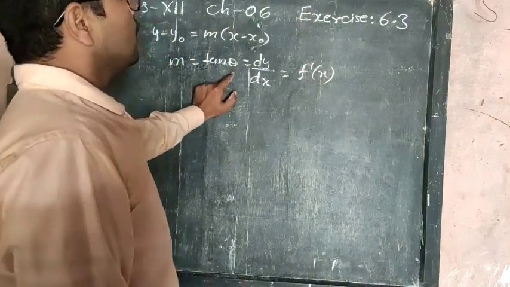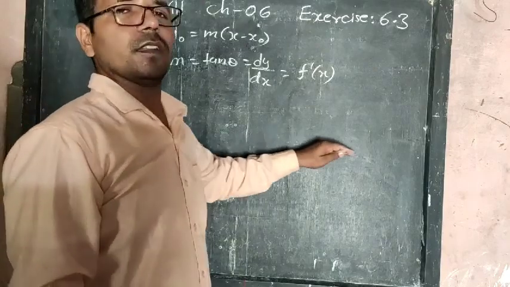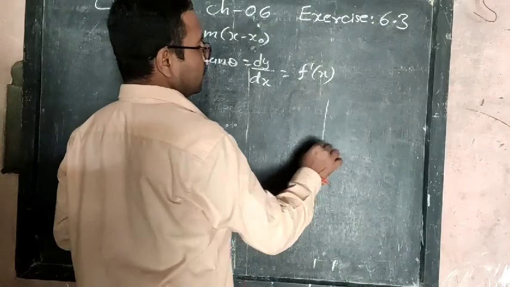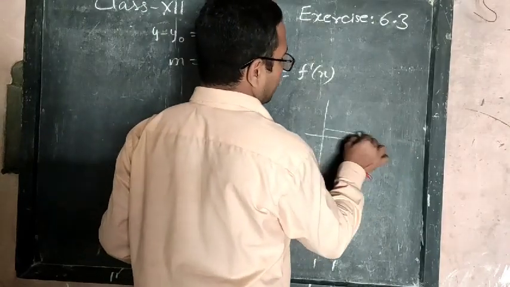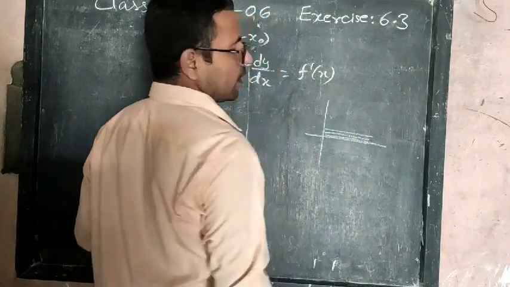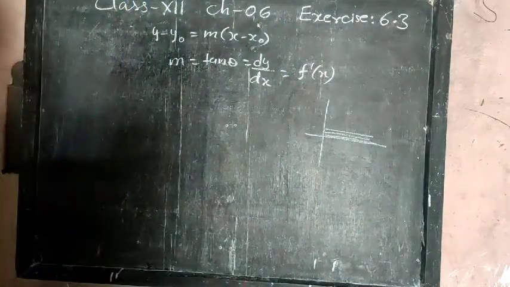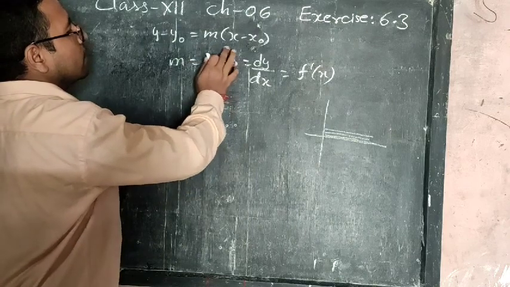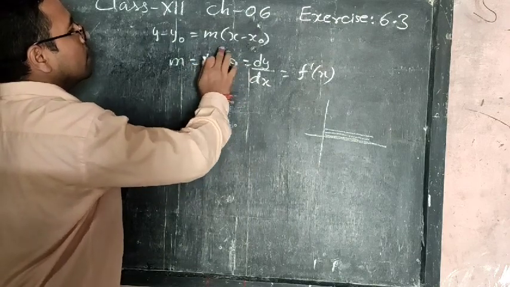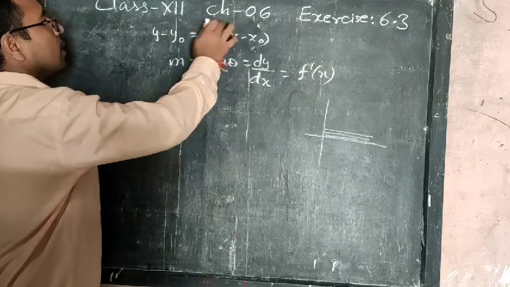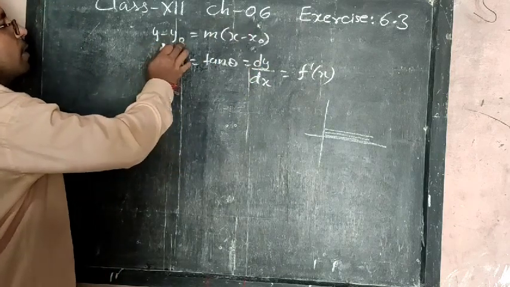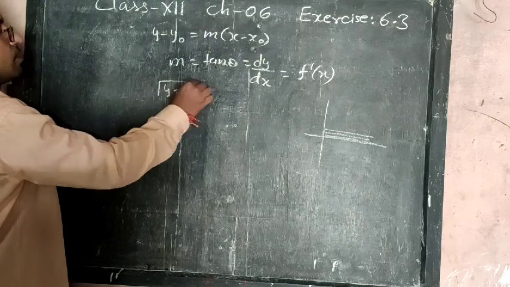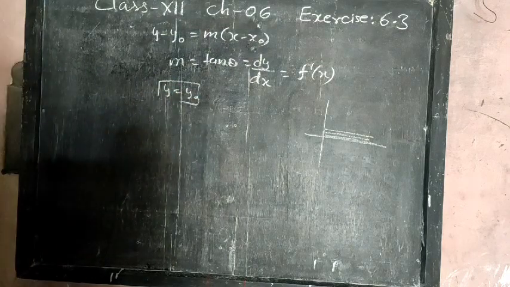So if tan theta is 0, that means it will be parallel to what? X-axis. When theta is 0, it will lie parallel to the x-axis. When theta is 0, tan theta becomes tan 0, whose value is 0. So in total it will become 0. So y minus y naught is equal to 0. So y is equal to how much you will get? y naught.